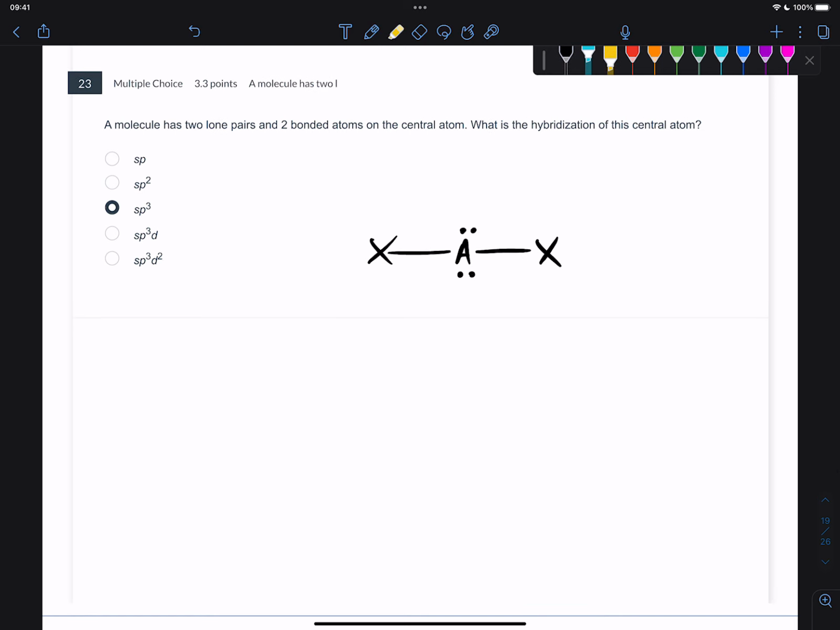Remember that for electron region geometry, it's how many things are around that central atom. There are 1, 2, 3, 4 pairs of electrons around that central atom. Two are lone pairs, so you have a lone pair here, and another lone pair. And then we also have 2 bonding areas. It doesn't matter that you have 2 bonding areas and 2 lone pairs, because collectively this is still 4 electron regions. And if there are 4 electron regions, the hybridization is sp3.